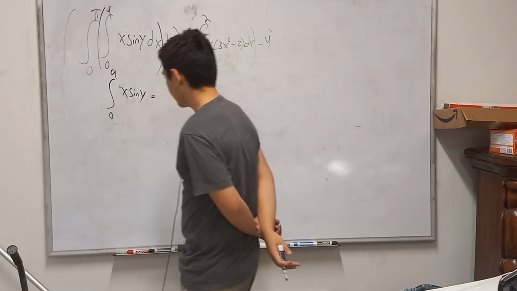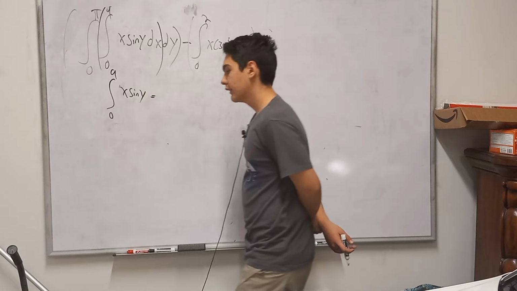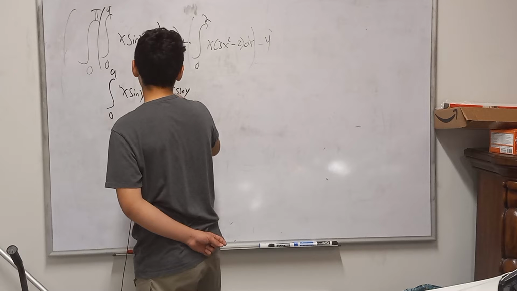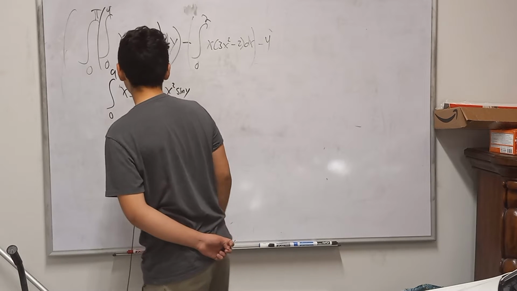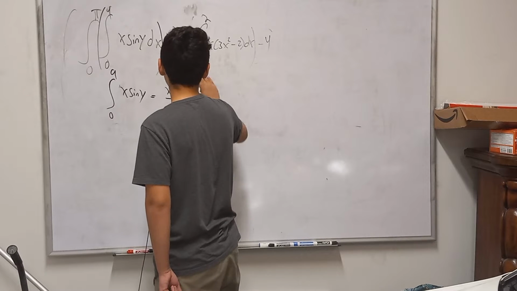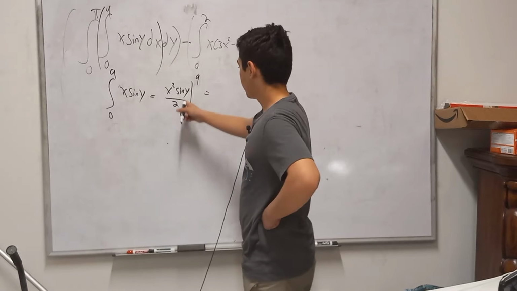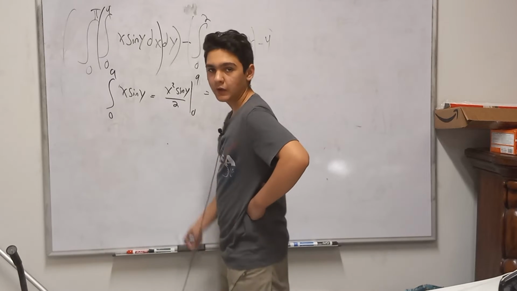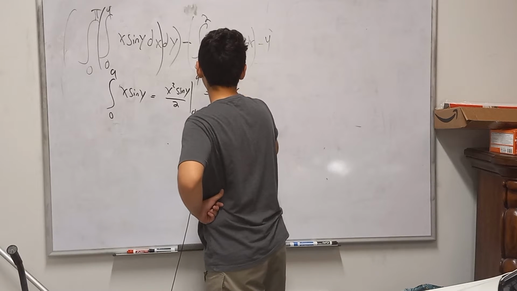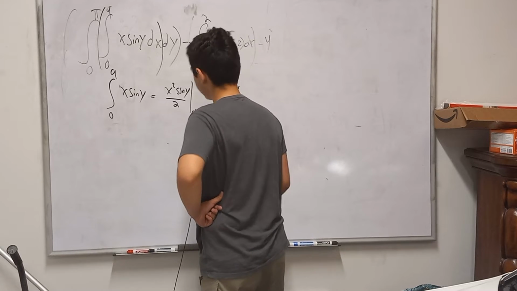The integral of x is just x squared over 2. So we'll have x squared sine y over 2. Okay. And then now we plug in our bounds, 9 and 0. We're not going to count y because this is only for x. So we'll have 81 over 2 sine y. I'll just combine the fractions, actually. So we have that.